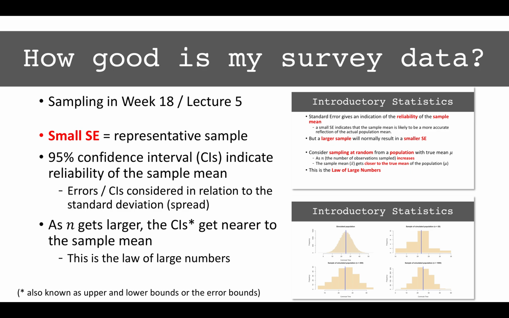A small standard error tells us that the sample is representative, or is likely to be representative. And we can also calculate confidence intervals of the sample mean to tell us what the true value of the mean is likely to be. What we will find is that as our sample gets larger, as n increases, the confidence intervals get nearer to the sample mean. They get closer to it. So the confidence intervals decrease with sample number, and this is the law of large numbers.